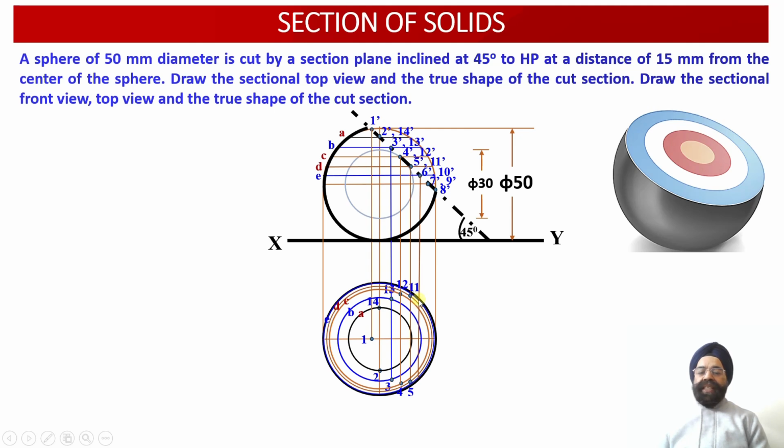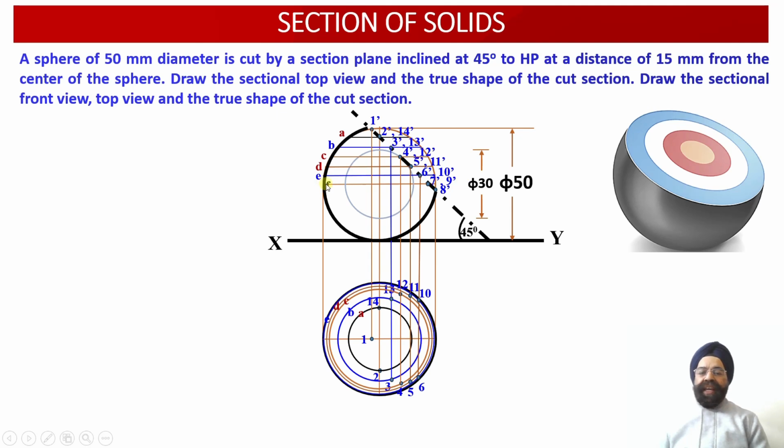So it should be intersecting with the ring E at these 2 points. So this point will be labeled as point 6. This point will be labeled as point 10 over here. And finally we have got ring number 6 and the corresponding points of intersection, they happen to be point 7 dash and 9 dash into the front view projections over here.